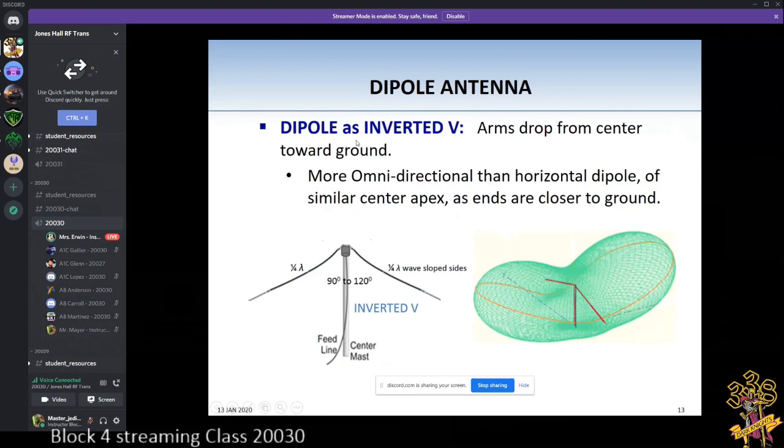Okay, so for a dipole, inverted V, picture your horizontal dipole antenna and you just drop the ends down to the ground. When you drop those ends down, they're going to be closer than a half a wavelength to the ground, so it's going to create a more omnidirectional pattern. It's still going to be stronger in the directions off the broad side of your antenna wires, but you will have more omnidirectional than what you would have if it was just straight across.